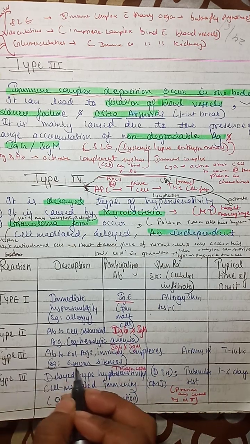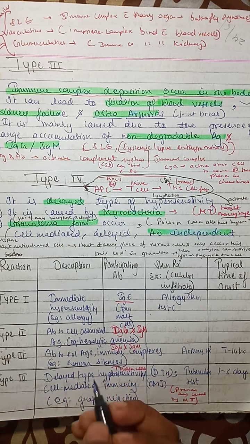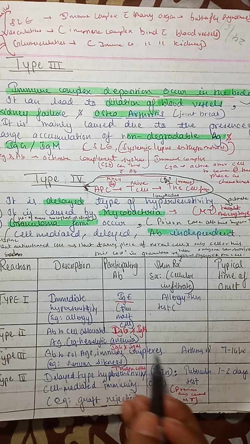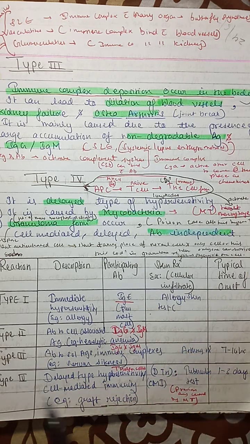Type 3: antibody to antigens in solution. Immune complexes form, and serum sickness or the Arthus reaction occurs, requiring IgG and IgM again. The typical time of onset is 7 to 10 hours. Type 4 is delayed type hypersensitivity, mediated by T helper cells, for example graft rejection. The test we can perform is the tuberculin test, and the typical time of onset is 1 to 3 days.